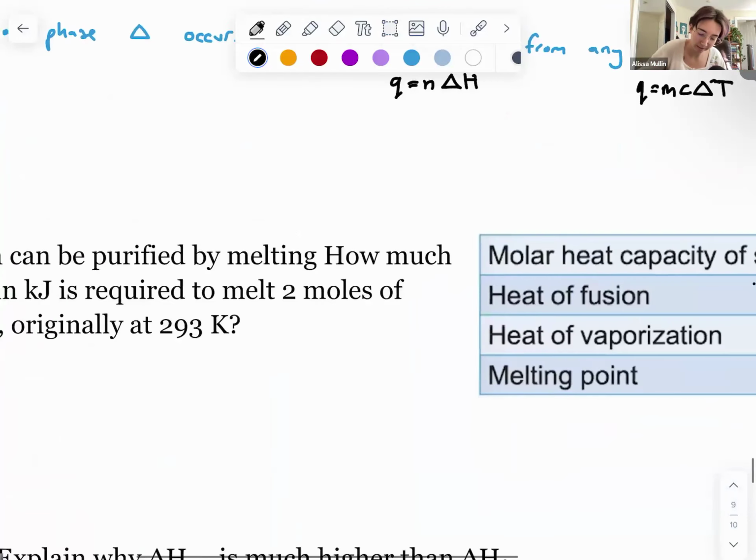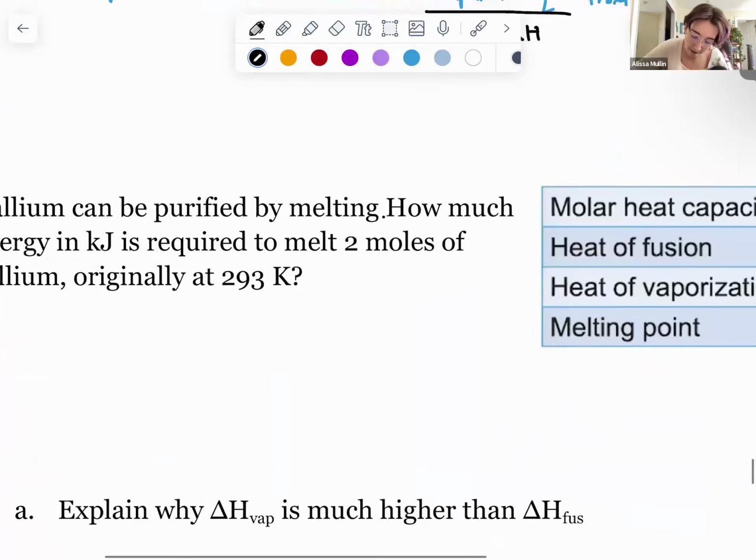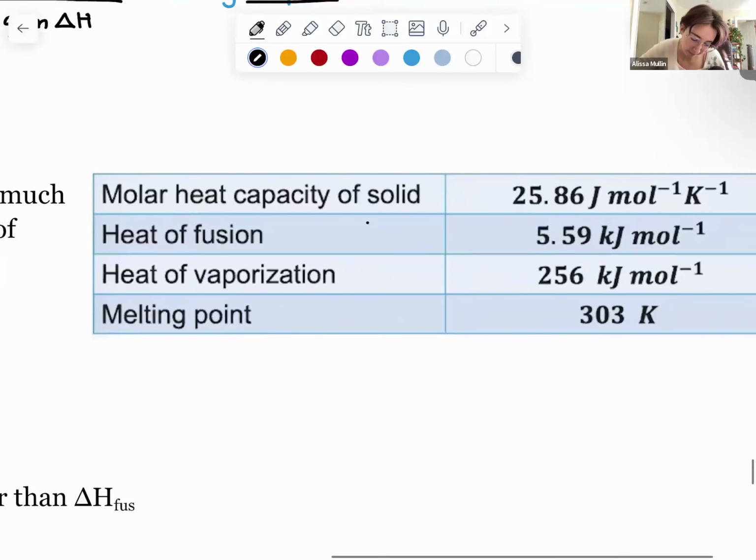So let's look at an example. Gallium can be purified by melting. How much energy is required to melt 2 moles of the gallium, originally at 293 Kelvin? And we have all this information. Okay.